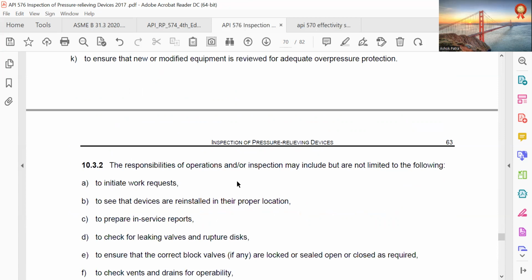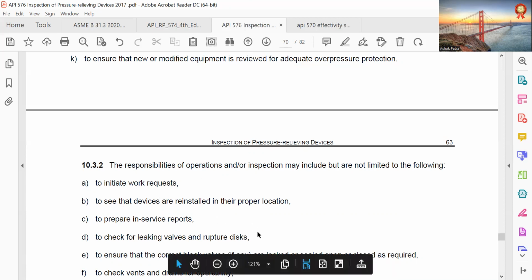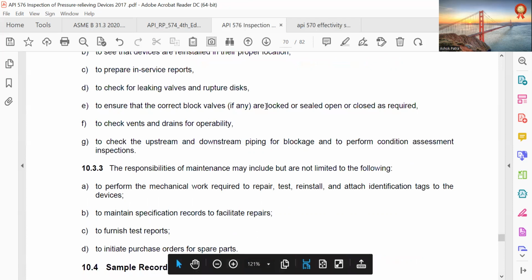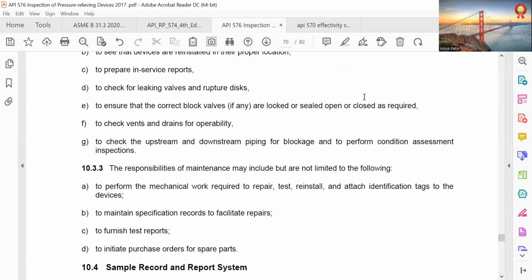The responsibilities of operation and/or inspection may include, but are not limited to: initiate work requests, see that the device is installed in the proper location, prepare in-service reports, check for leaking valves and rupture discs, ensure that correct block valves, if any, are locked or sealed open or closed as required, check vents and drains for operability, check the upstream and downstream piping for blockage, and perform condition assessment inspection.